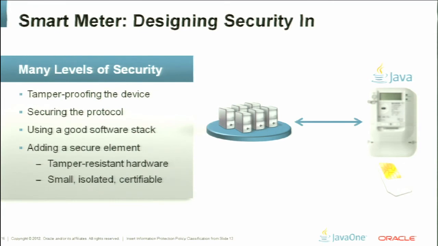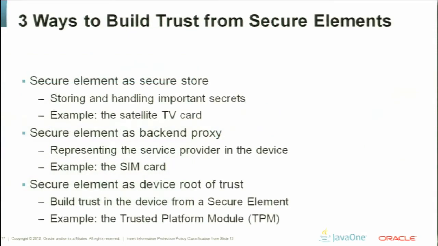So let's try to see how we can use secure elements to actually build trust on devices. I will focus on 3 ways in which secure elements can be used to actually secure a device. The first one is about basically securely storing some credentials or important secrets. And here I'll take an example, the satellite TV cards.